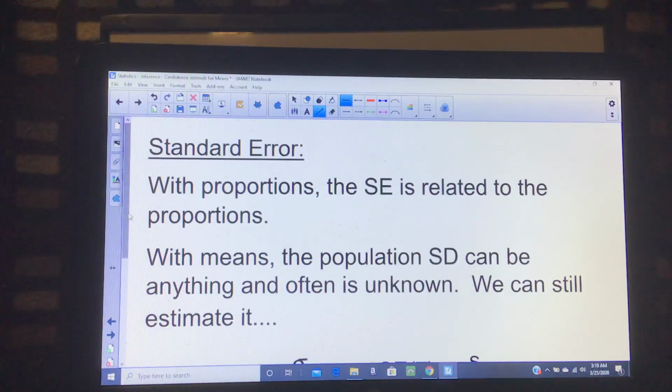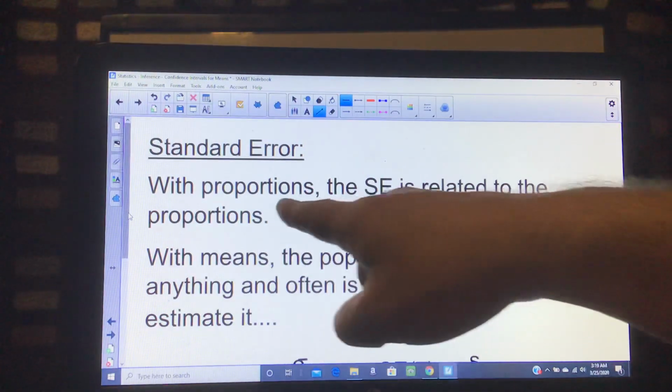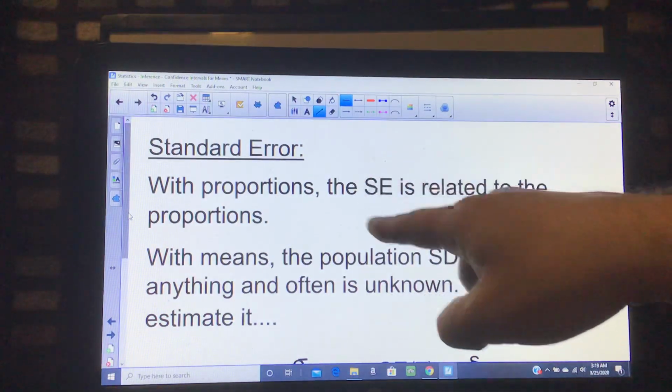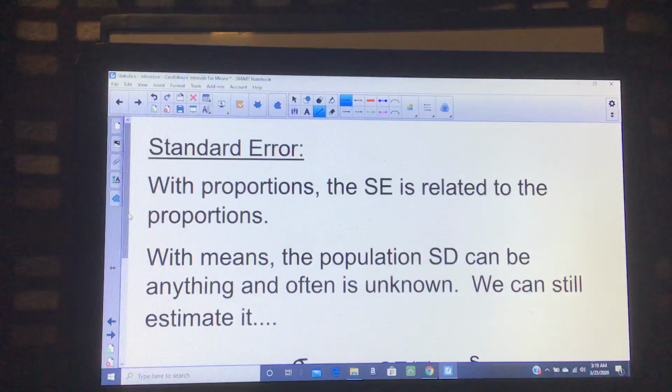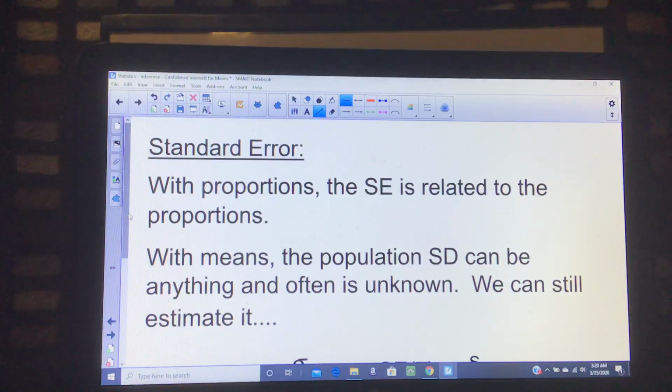We did standard error with proportions. We ran into the same problem with proportions where we didn't have the population proportion. But the difference is the standard error was related to the proportion. So once we had some estimated proportion, we could come up with that standard error formula. The issue with means is that the population standard deviation could be anything. And in this case, I'm saying it's often unknown. We actually, in this case, don't know it.